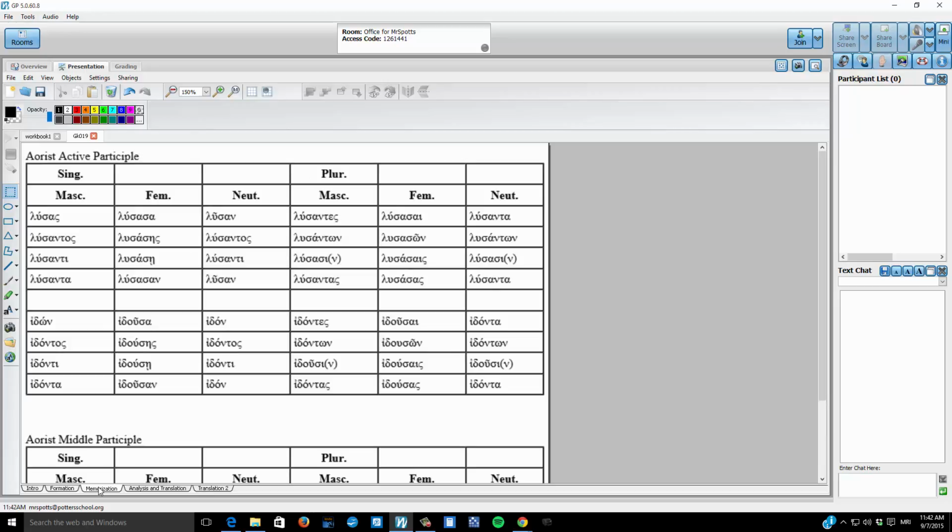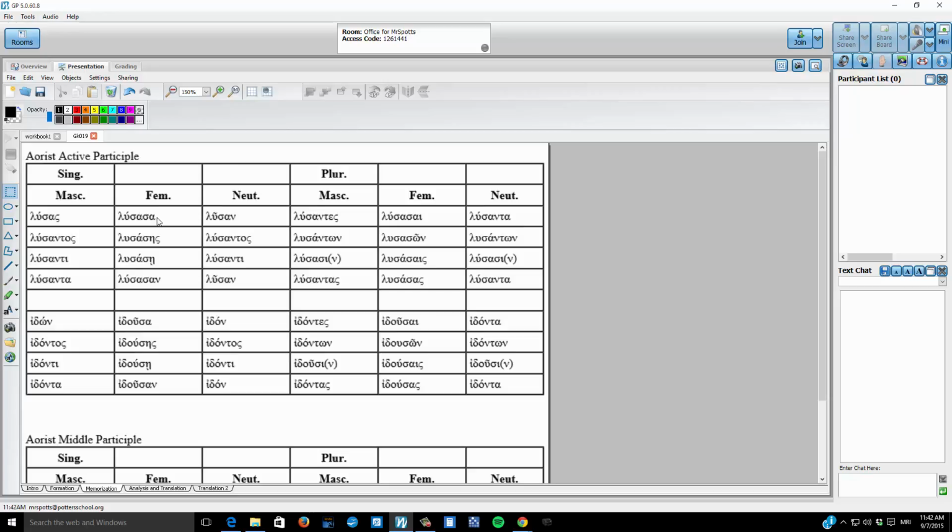See, in the aorist active participles we have, for example, lusas, lusasa, and lusan. See the sigma alpha, sa, santos, santi, santa. Third declension in the masculine and the neuter. See those? Review the third declension plural endings in the masculine and the neuter. And you see we've still got that aorist stem with the sigma alpha in it.